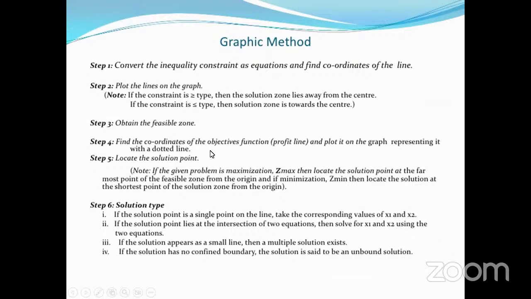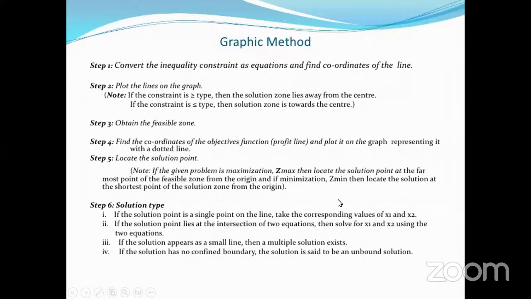So at that we can solve it easily, as in the objective function, whatever the feasible points are there, those points to be substituted in the objective function to get the Z values where we can identify the best solution. So that is the 5th step. We can say, locate the solution points. If the given problem is maximization, then Z max means Z value must be maximum. Then locate the solution point at the farthest point of the feasible zone from the origin.